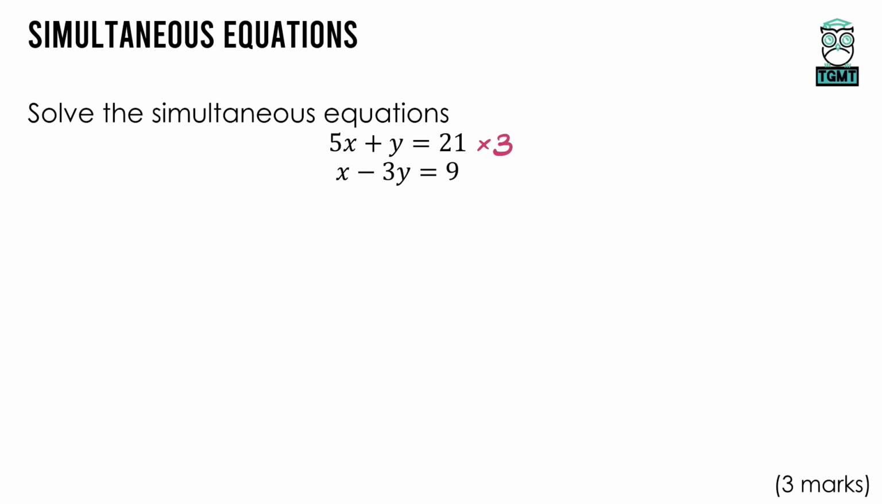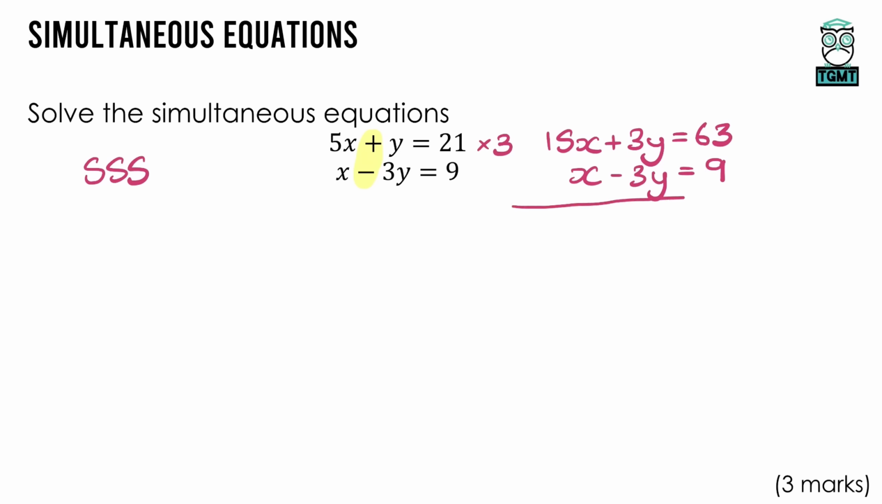Now the next thing is I look at the symbols in the questions. If the signs or symbols are the same, you subtract the equations. You can remember that by writing SSS, same sign subtract. If the symbols are different, then you're going to add those equations together. So here we are going to add these equations together, and that gives us 16x is equal to 72. And not forgetting, we don't need to worry about what 3y add -3y is, because the whole point of this is that they're going to cancel out.